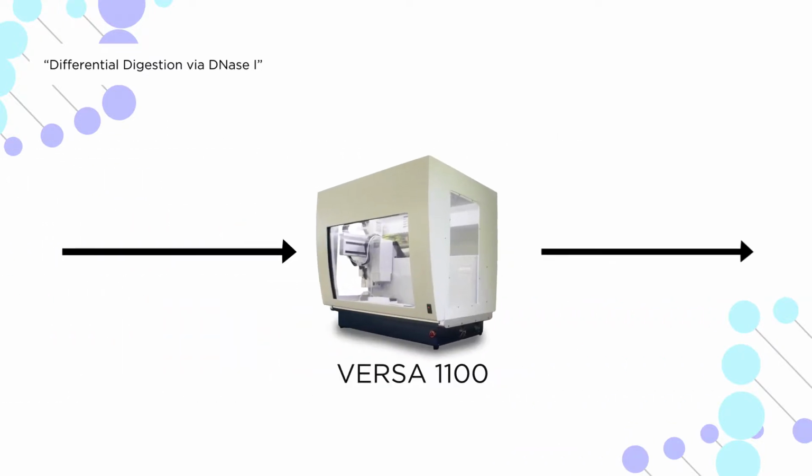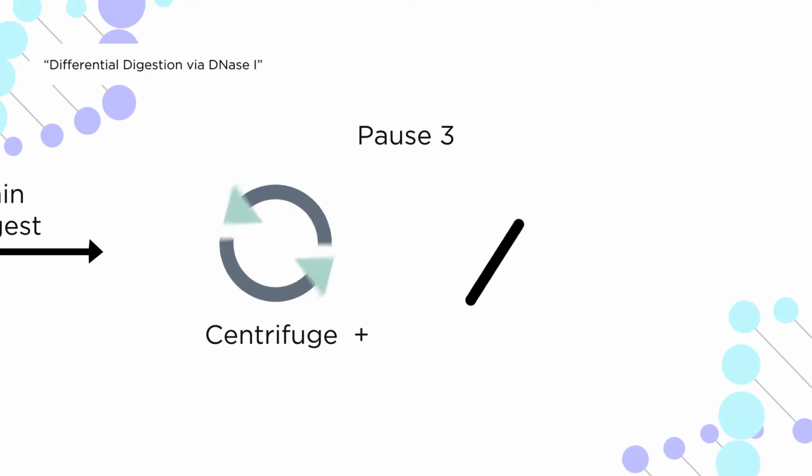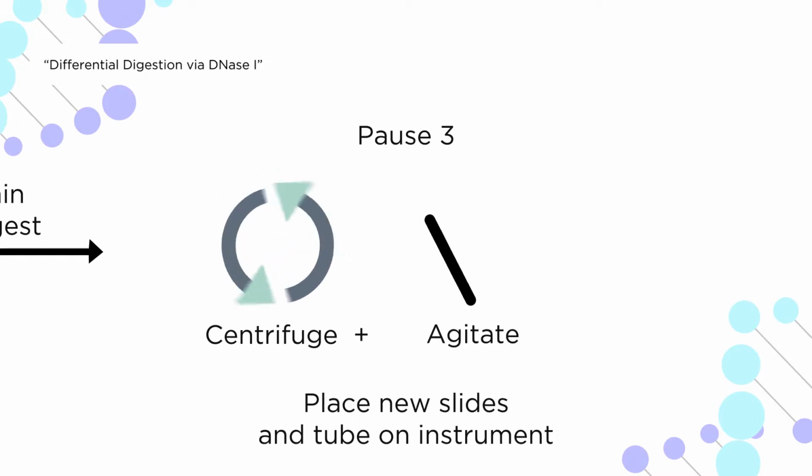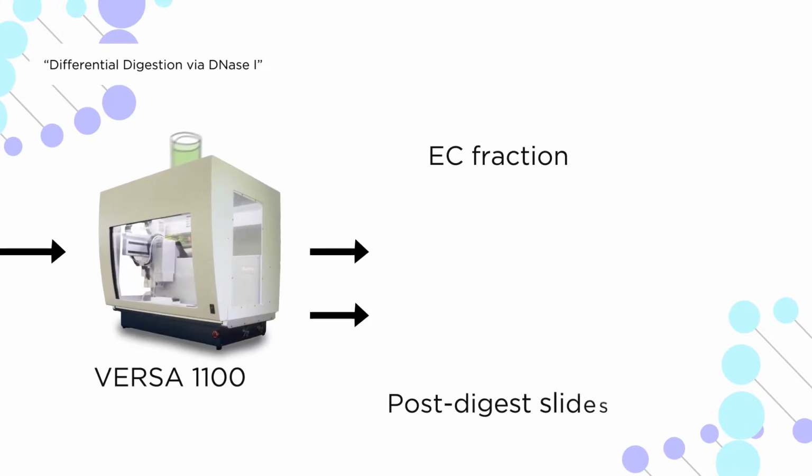The process is repeated for the epithelial cell fraction. Proteinase K is added to digest the epithelial cells before being spun down. Again, the Versa 1100 separates the epithelial cell fraction onto slides and tubes to then go on to extraction.